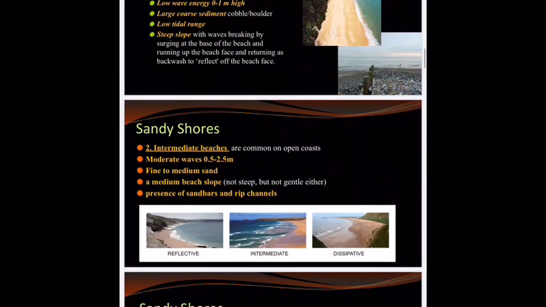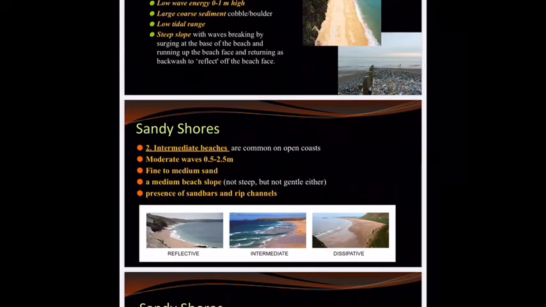Alright, so the second type of beach is an intermediate beach. So now your waves can get up to like 6 feet. Fine to medium sand. It's not a steep slope, but it's not a gentle slope either. It's kind of just right there in the middle. That's why it's called intermediate. And you'll get sandbars and rip channels here.